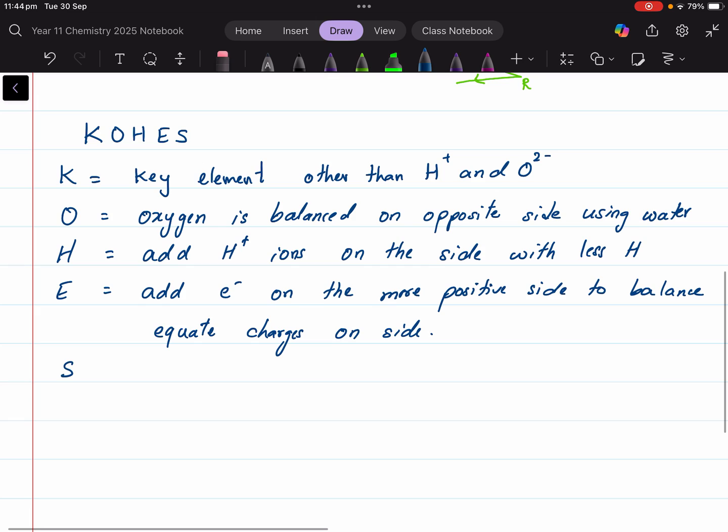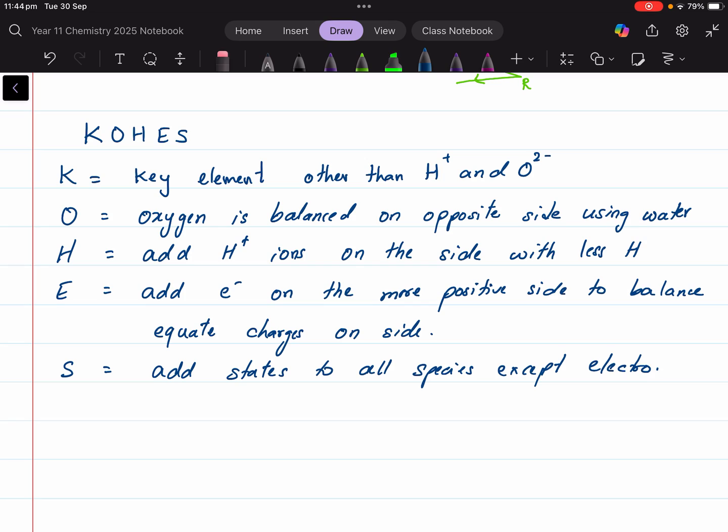And then the last thing you will do is add states to all species except electrons. Electrons don't get states. So you'll add ions, which will have aqueous state, and of course solid metals will have a solid state.